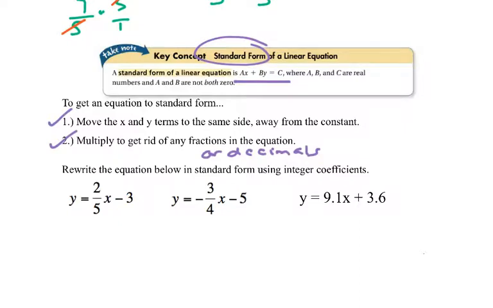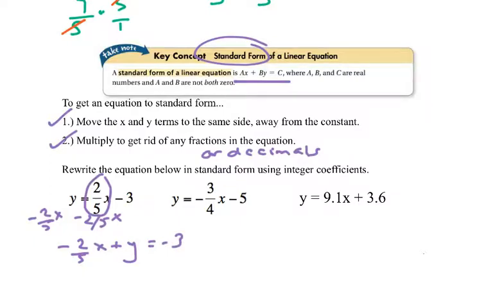So our first question here says y equals 2/5 x minus 3. Our first step is to get our x's and y's on the same side. So I'm going to subtract this 2/5 x to the other side. That's going to give me negative 2/5 x plus the y on that side, and the negative 3 would be left on the other side.